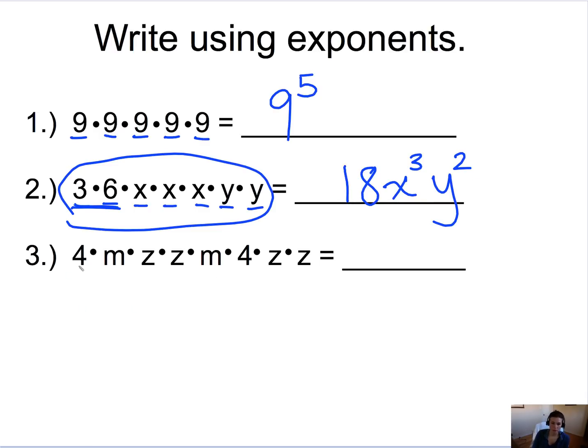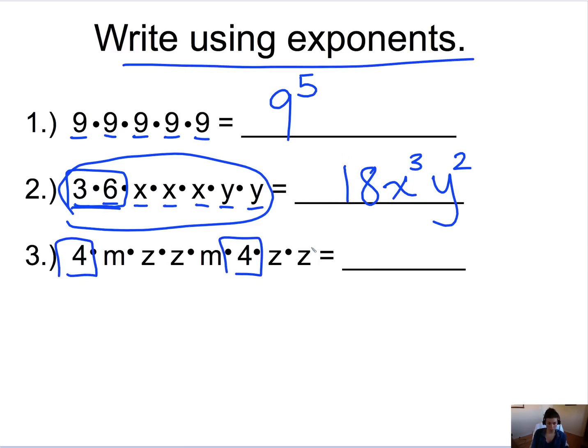Okay, now look at number 3. See how it's different from number 2. In number 2, our numbers were 3 and 6. They were not the same base, so we had to actually multiply them. In number 3, we have a 4 times a 4. Since those have the same base, I can write it using exponents. So I would write 4 squared, because there's 2 of them, 1, 2. My next base will be m, and it's 1, 2 m's, so that's m squared. And my last base is z. 1, 2, 3, 4 z's, so it'll be z to the 4th power.